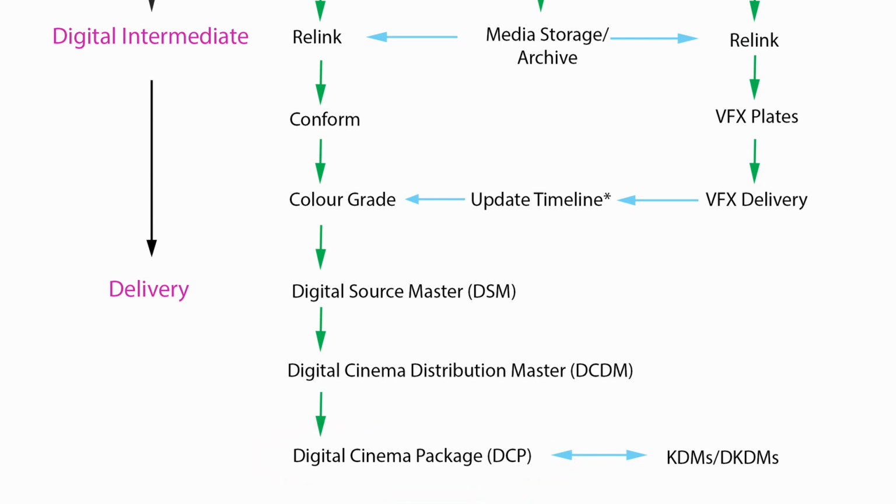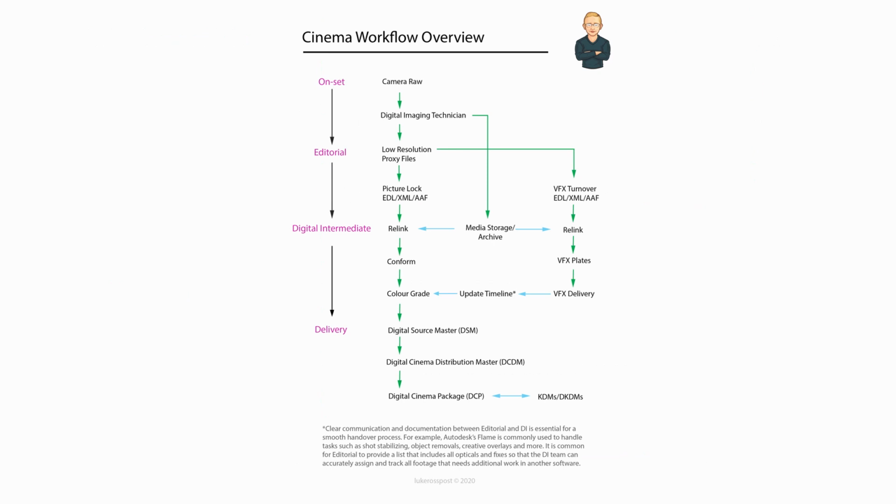You'll also notice this KDM/DKDM arrow. This stands for Key Delivery Message and Distribution Key Delivery Message, respectively. This refers to the security encryption that is created from a DCP that allows films to be played at a given cinema screen securely. And that's it. This was a very simplified overview, but hopefully you found it helpful.